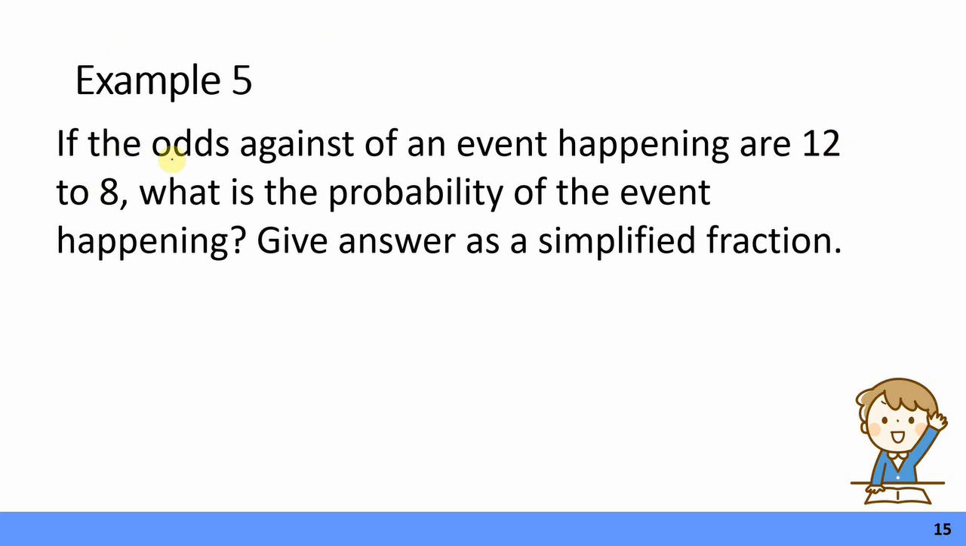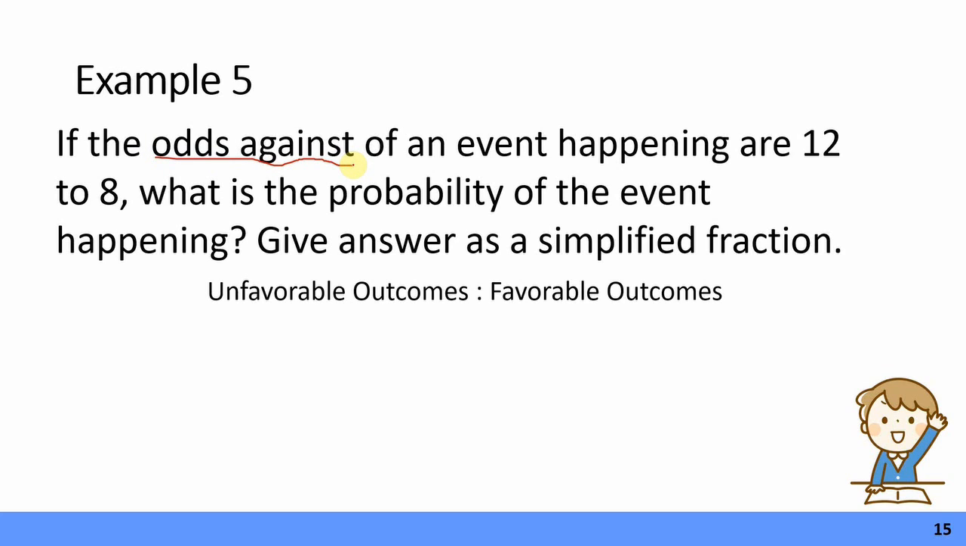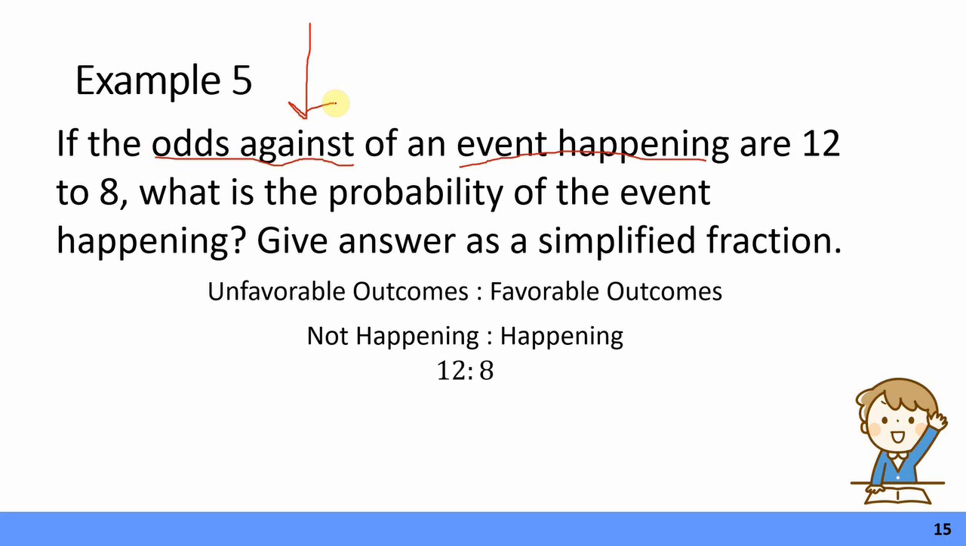So if the odds against, and I'm going to stop here, against means that we start with unfavorable outcomes first and then favorable. So if the odds against an event happening, that means that the first number in the ratio represents not happening because of the word against, and the second number represents happening. So before we move on, we have to know what the 12 and the 8 represent. 12 is the odds of the event not happening, and the 8 are the odds of the event happening.